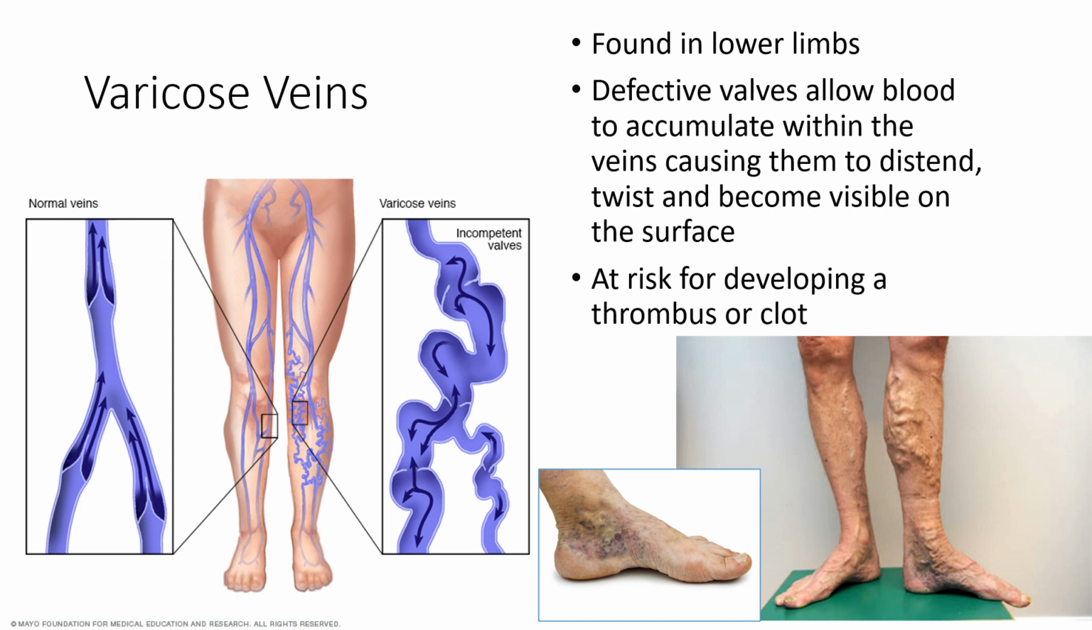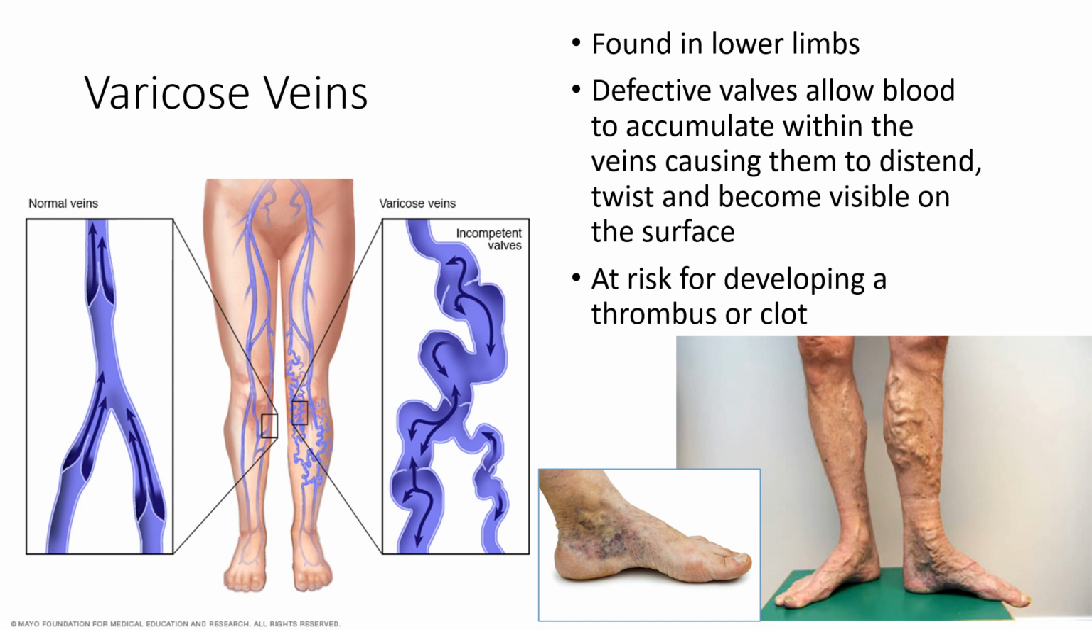Now, one of the things that can happen is, what if those valves don't work properly? This is where you run into someone that might have varicose veins, typically found in the lower limbs. This is a pretty dramatic picture here on the right, but it gives you an idea of what this looks like.